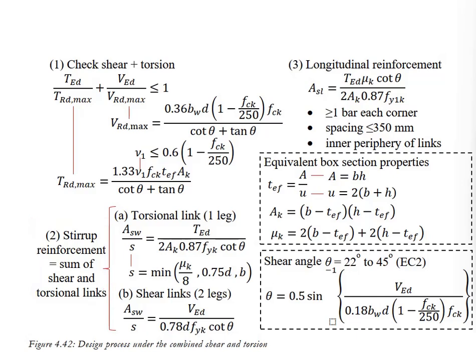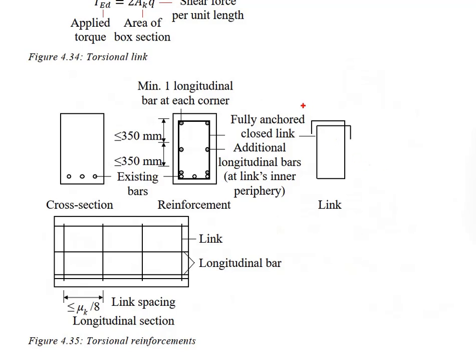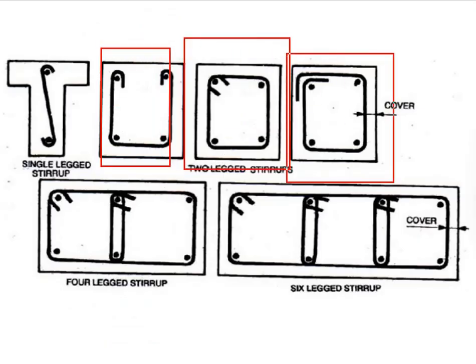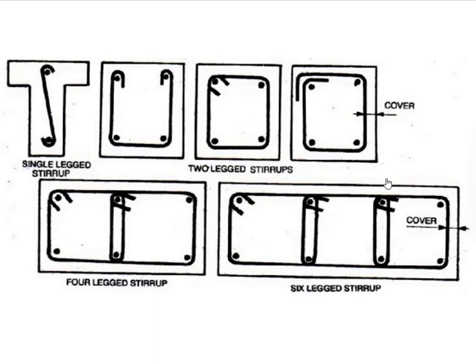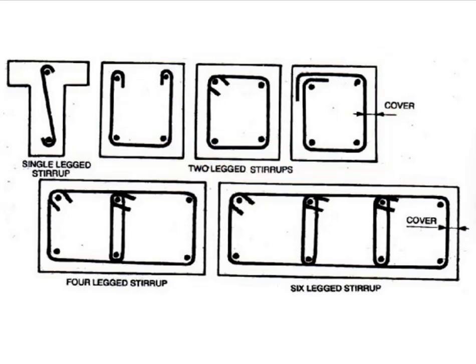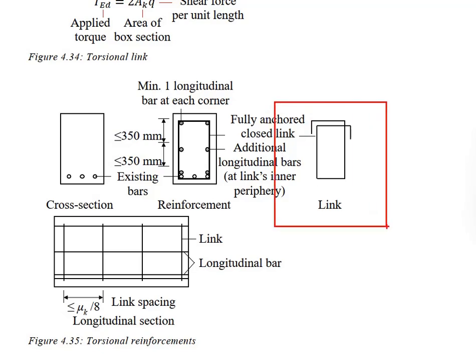One more thing about the shear reinforcement, the link should look something like this. Fully anchored and closed link. This kind of link, this kind and this kind are not recommended. This type of link may be applicable for shear load, but not for torsional resistance. Therefore, if you know that your member is designed to resist the torsional load, you will need to have your link look something like this.